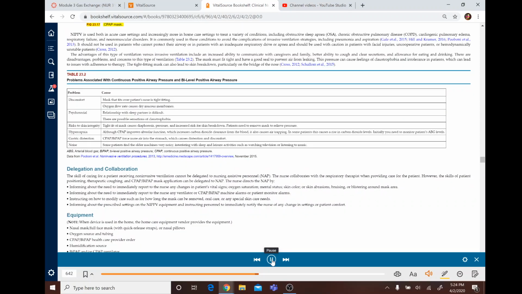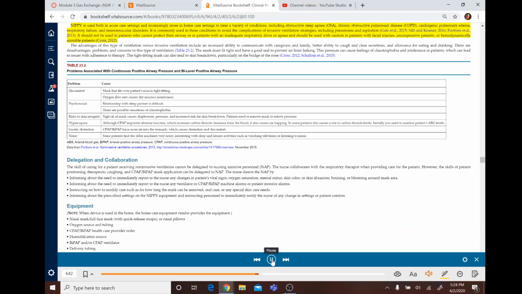Fig 23.17 CPAP mask. NIP is used both in acute care settings and increasingly more in home care settings to treat a variety of conditions, including obstructive sleep apnea, OSA, chronic obstructive pulmonary disease, COPD, cardiogenic pulmonary edema, respiratory failure, and neuromuscular disorders. It is commonly used in these conditions to avoid the complications of invasive ventilation strategies, including pneumonia and aspiration. Gale et al., 2015, Hill and Kramer, 2016, Puboni et al., 2013.